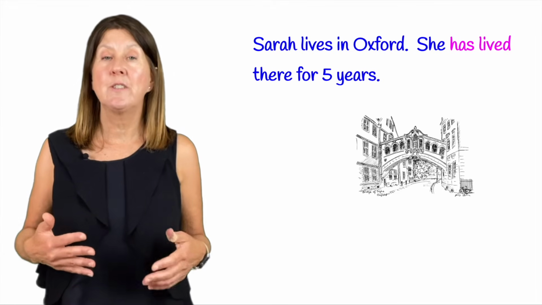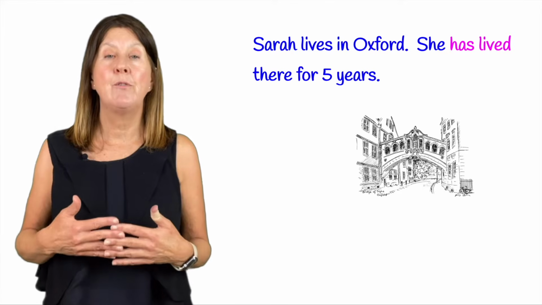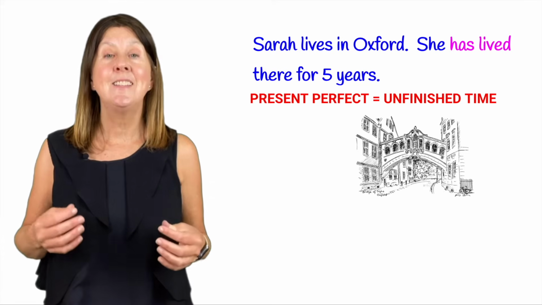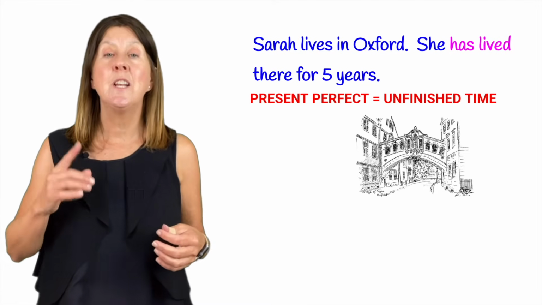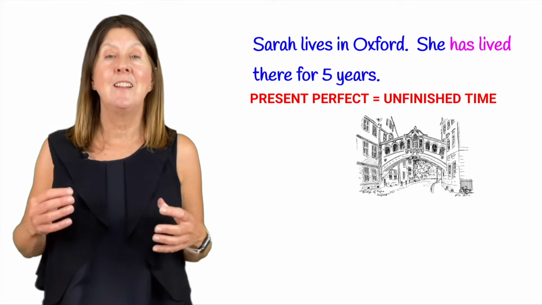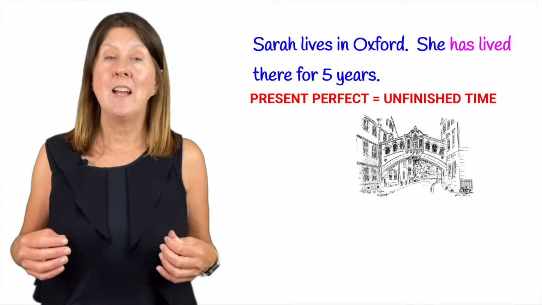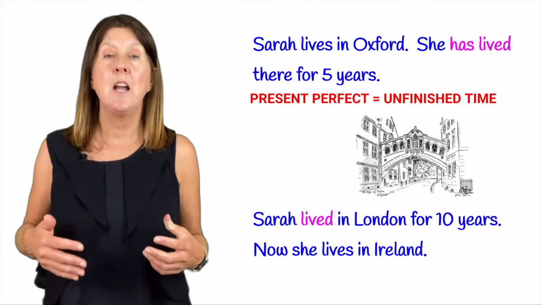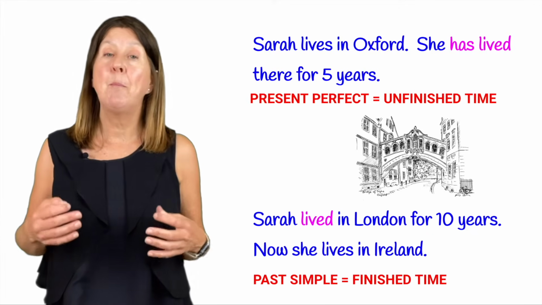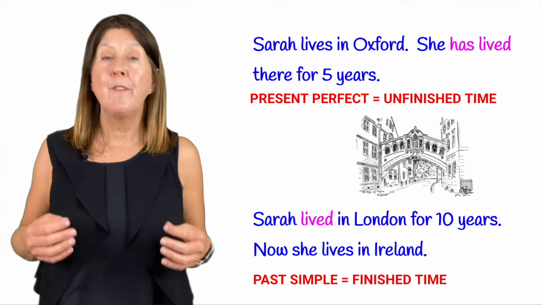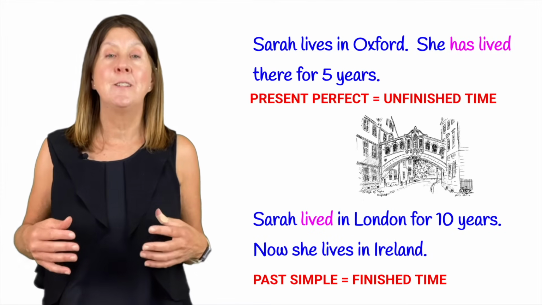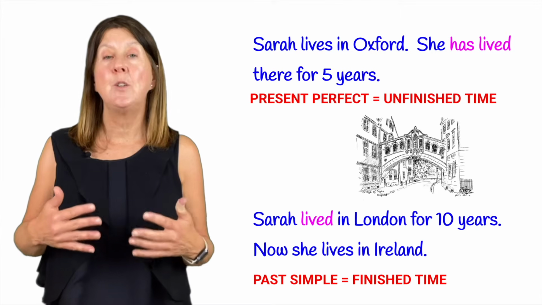Sarah lives in Oxford. She has lived there for 5 years. Here we have the present perfect, and this is used for unfinished time. Therefore, Sarah is still living in Oxford. Whereas Sarah lived in London for 10 years, now she lives in Ireland. In the second sentence, we have the past simple, and therefore we're referring to finished time, and therefore Sarah no longer lives in London.